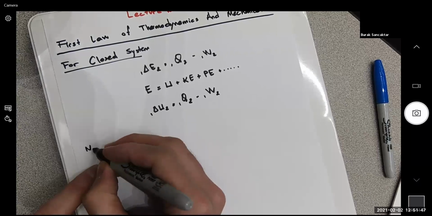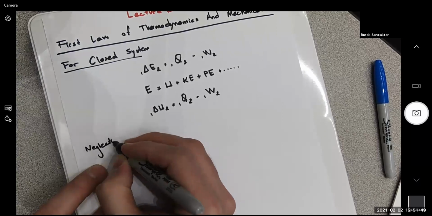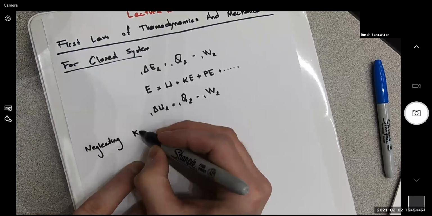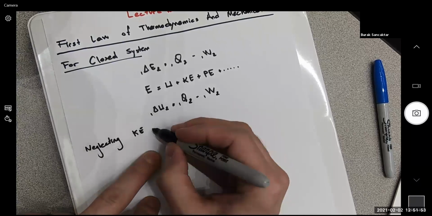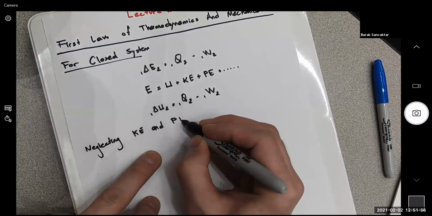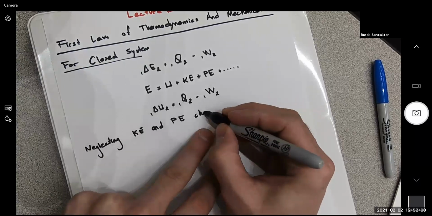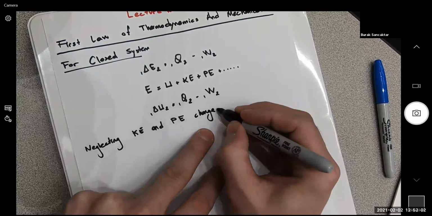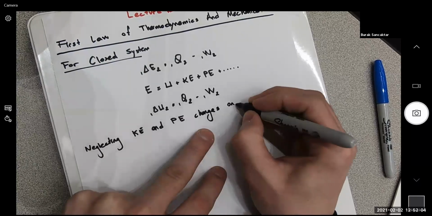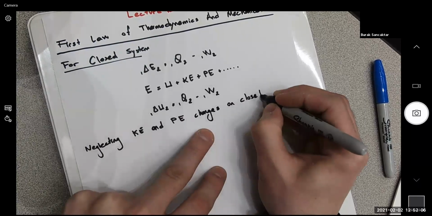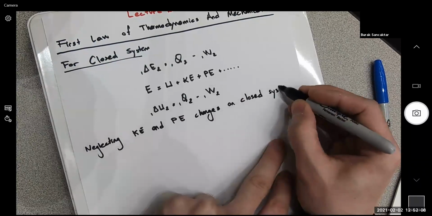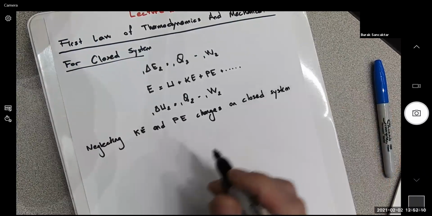So, neglecting kinetic energy and potential energy changes on a closed system.